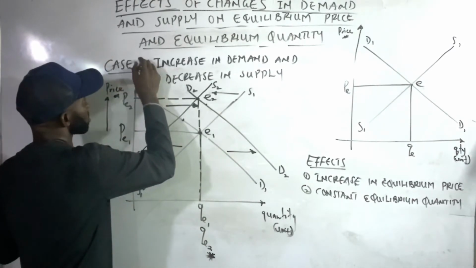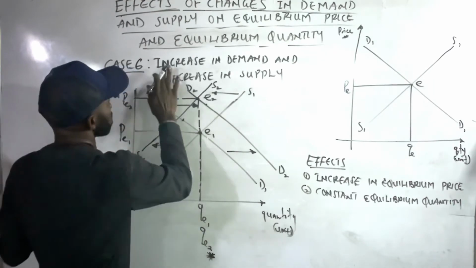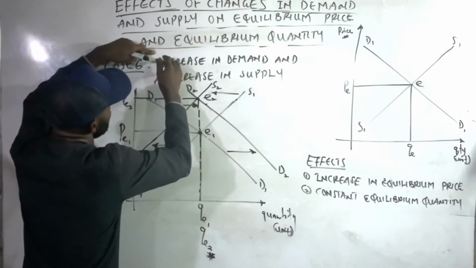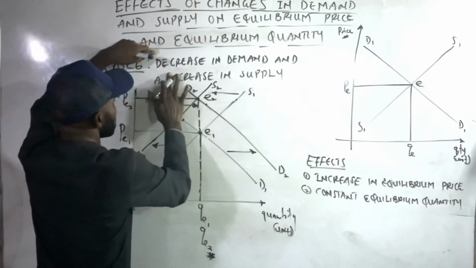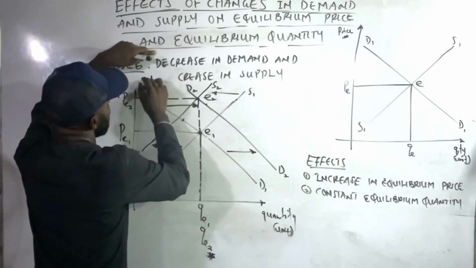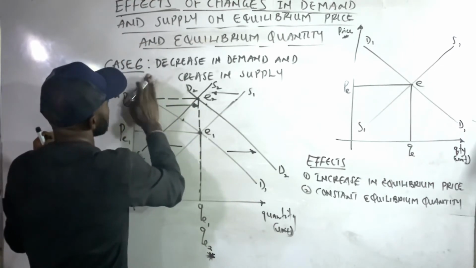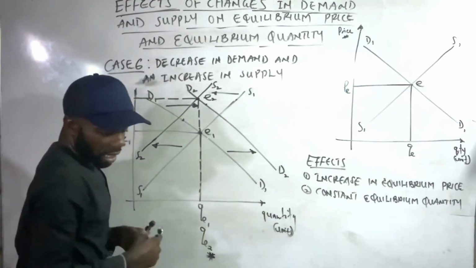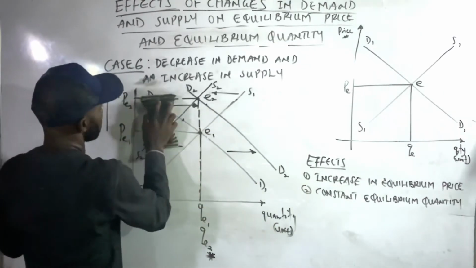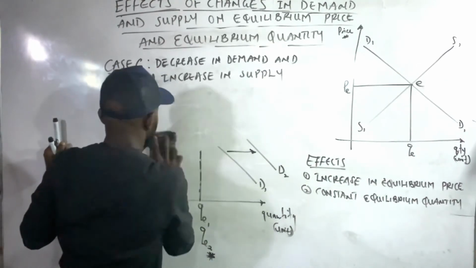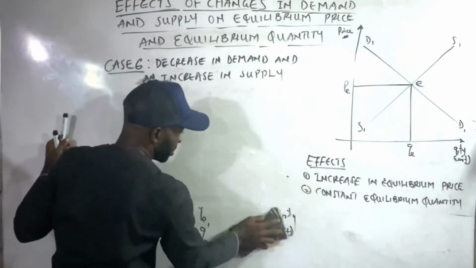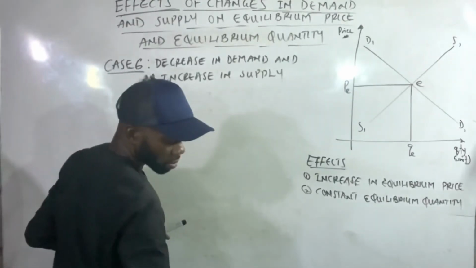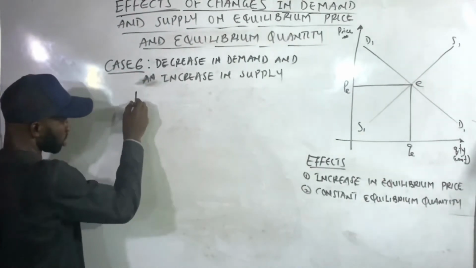And case number 6 requires a little adjustment. We'll just do another switch. We'll take a decrease in demand and take an increase in supply. An increase in supply, decrease in demand. Let's take the diagram all over again for clarity so that we don't get confused. We're going back to the origin.